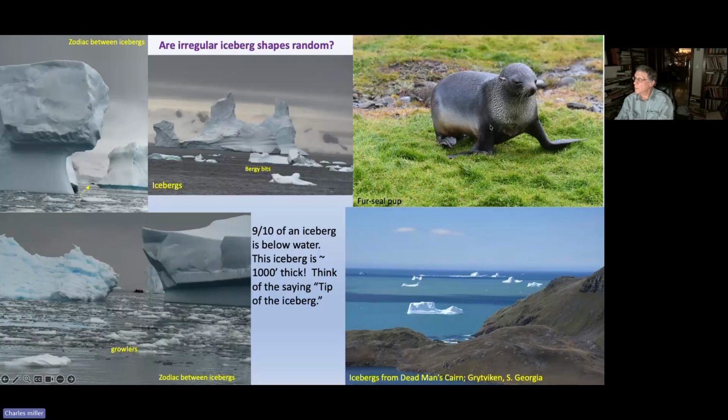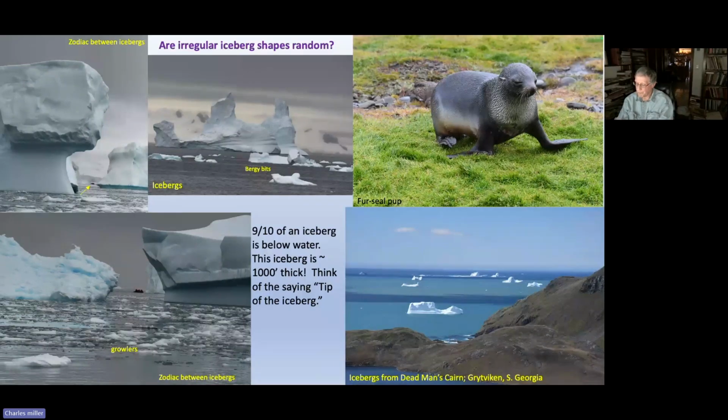Over here is a fur seal pup, one of the indigenous mammals that are down there. This is South Georgia Island at a place called Grytviken, and it used to be a whaling station. We hiked up here, and South Georgia happens to be the graveyard for most of the icebergs coming out of the northwest quadrant of Antarctica. And this image, which I think is picturesque, shows that quite well.